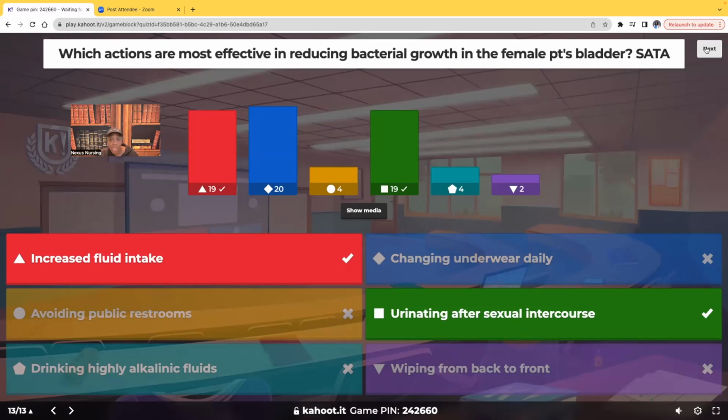Urinating after sexual intercourse, it does. Because during sexual intercourse, pathogens or bacteria that may have been on the penis or whatever can be introduced into the woman's urethra, right? So when you urinate, you flush it all out so it doesn't have a chance to creep up into the bladder and reproduce. So that is true. Drinking highly alkalinic fluids, false.